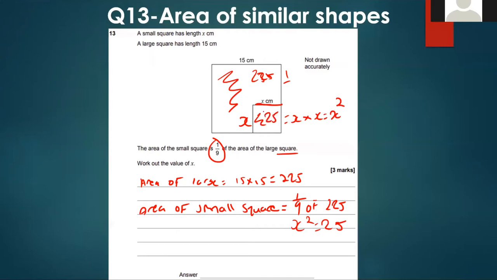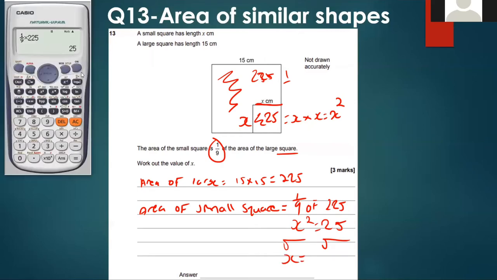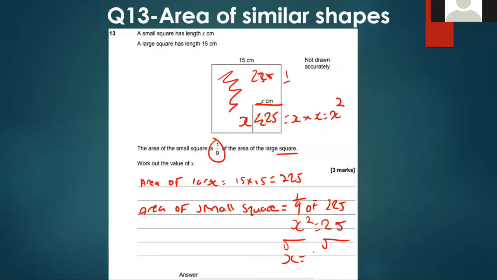Now, to work out from area to the length, you have to do the opposite. So we're solving this equation, you have to square root x. The square root on both sides would give me x is equal to the square root of 25. And the square root of 25 is 5 times by 5. So the square root of my answer, which is 25, is 5. So x is equal to 5.